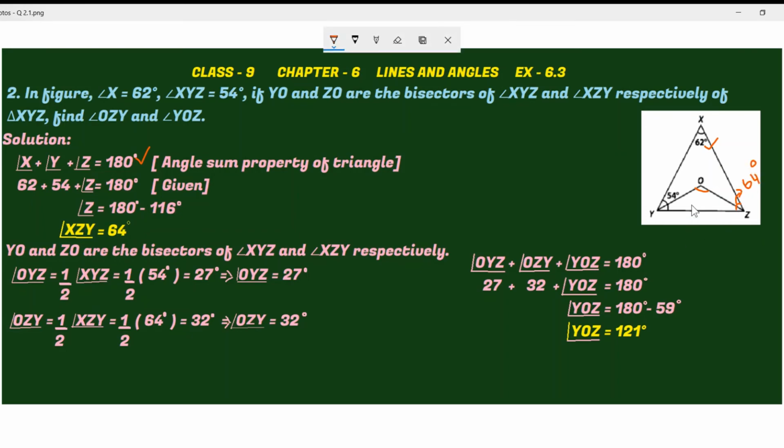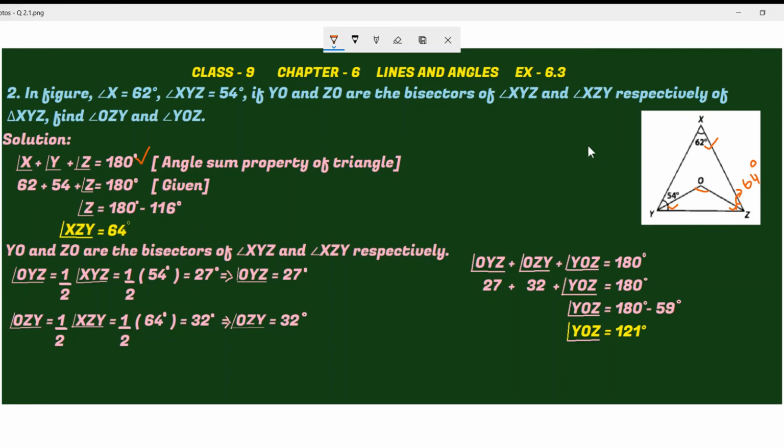Now we have to find the angle YOZ. For that, you can see this is also one more triangle. This triangle is inside the triangle XYZ. This triangle is OYZ. If you want to find this angle, we have to know angle Y and angle Z, that means OYZ and OZY we have to know.